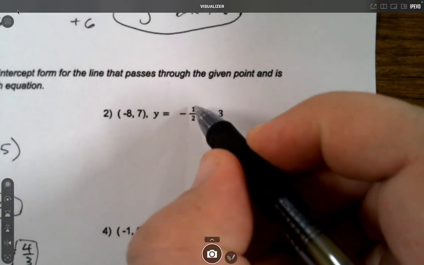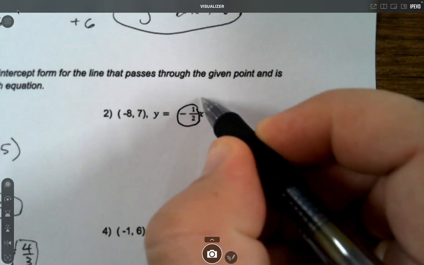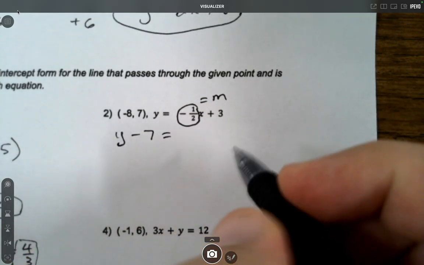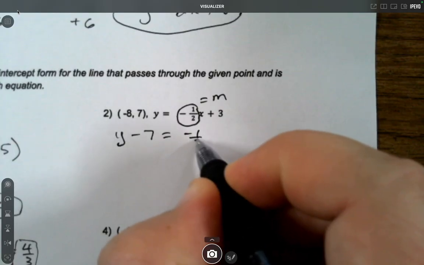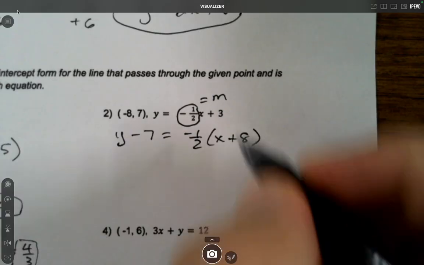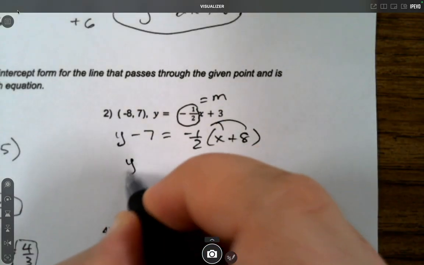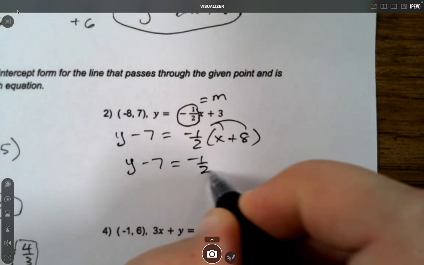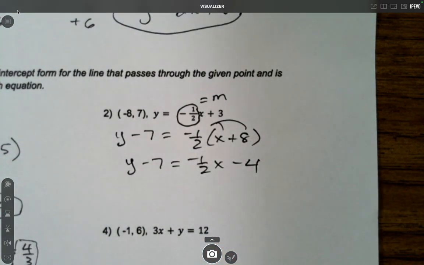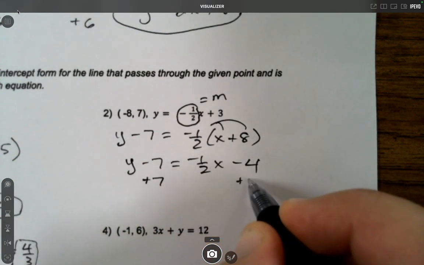Okay, our slope is the same as this one's, which is negative 1/2. So we would do y minus 7 equals negative 1/2 times x plus 8. We distribute the negative 1/2. Negative 1/2 times 8 is negative 4. Then we add 7 to both sides.